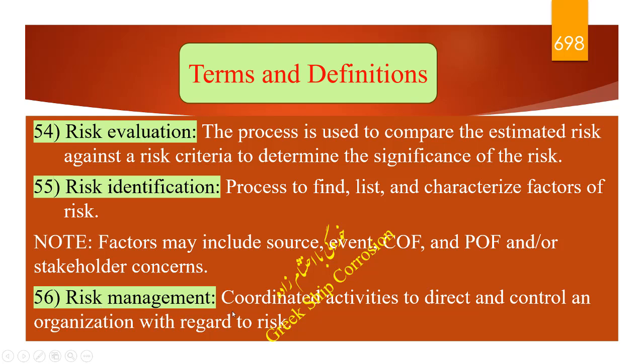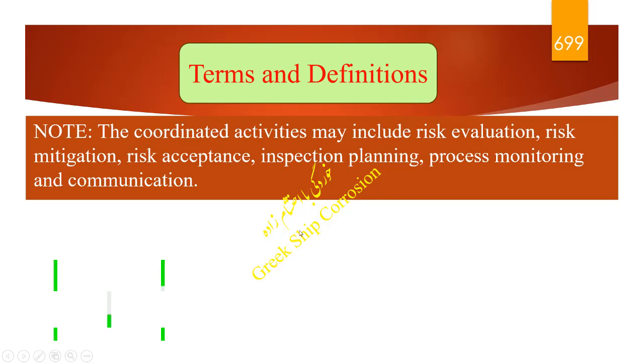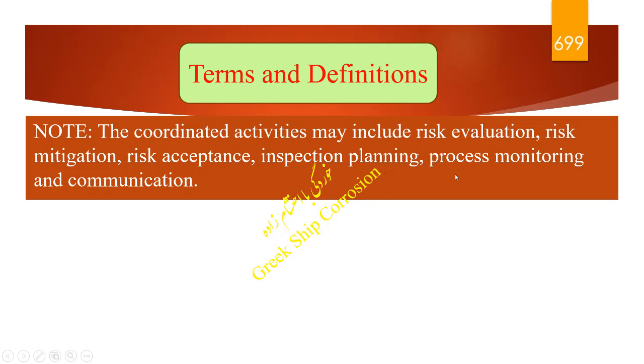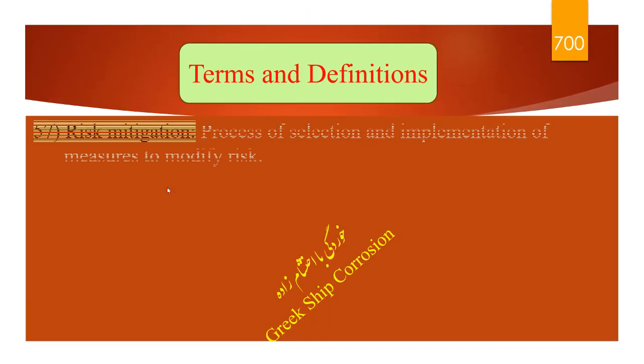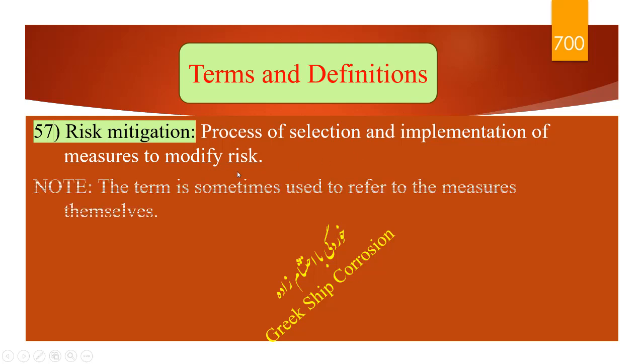56. Risk management. Coordinated activities to direct and control an organization with regard to risk. Note: the coordinated activities may include risk evaluation, risk mitigation, risk acceptance, inspection planning, process monitoring, and communication. 57. Risk mitigation. Process of selection and implementation of the measures to modify risk. Note: the term is sometimes used to refer to the measures themselves.